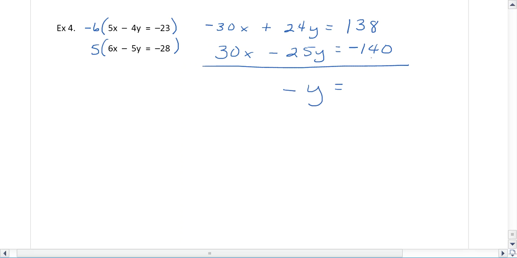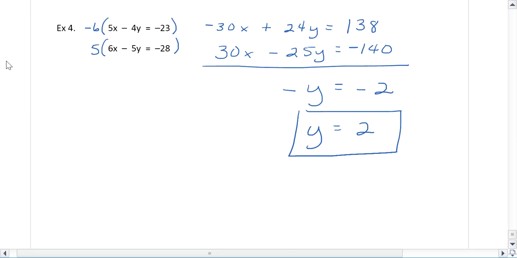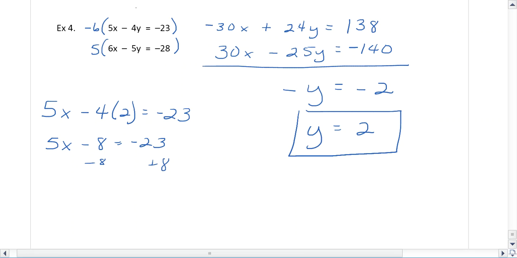So I have a negative 1y equals, and this would be just a negative 2. Divide both sides by negative 1, and we get our first answer of y is 2. And then, of course, plug it back in to one of the equations. I chose the first one, and then solving for x here, I get 5x equals a negative 15. So x is equal to a negative 3. And we have both solutions.